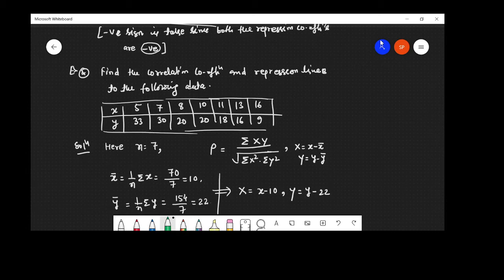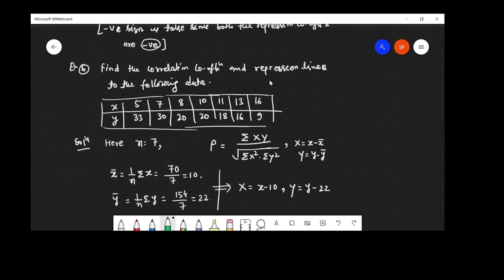Now the next question is to find the correlation coefficient and the regression lines of the following data. Here the data x and y is given, and first we identify the total number of pairs. Here n is equal to 7, and we use the direct method for finding the correlation coefficient. This method we have discussed in the correlation coefficient in statistics part 1, so please go and learn, guys.